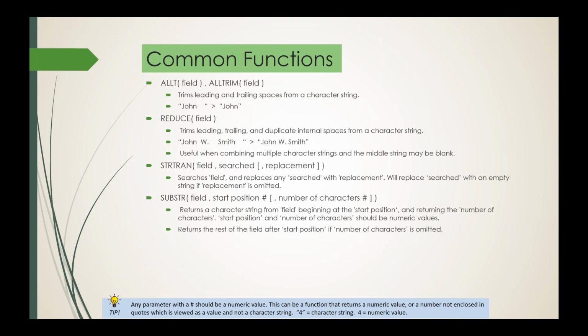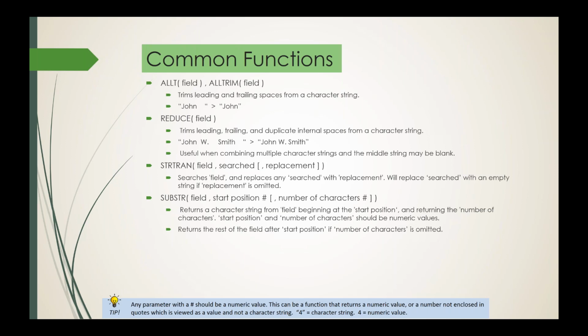And then we have substring. So string tran was like a find and replace. We found a certain character or a certain expression character string within a field, and we replaced it with something. What substring is doing is searching for a certain position in a character string and returning everything after that specific position. So the parameters that we're going to provide for this are a field. We're usually going to have a particular field that a function is working on. Then we're going to have a start position, which is going to be an actual numeric value.